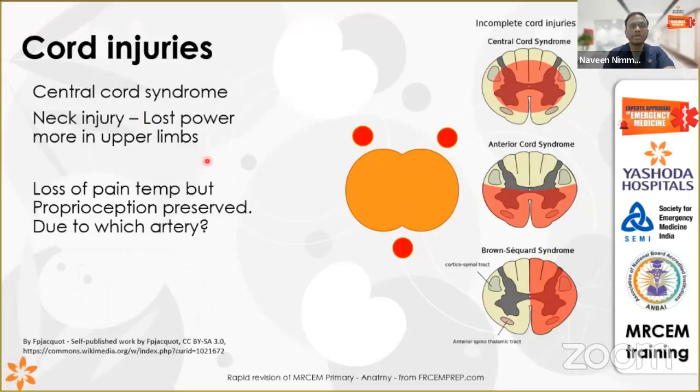So similarly, in Brown-Séquard syndrome, as we have discussed in the previous slide, the pain and temperature will be gone on the opposite side of the body, whereas the touch and proprioception will be gone on the same side of the body.